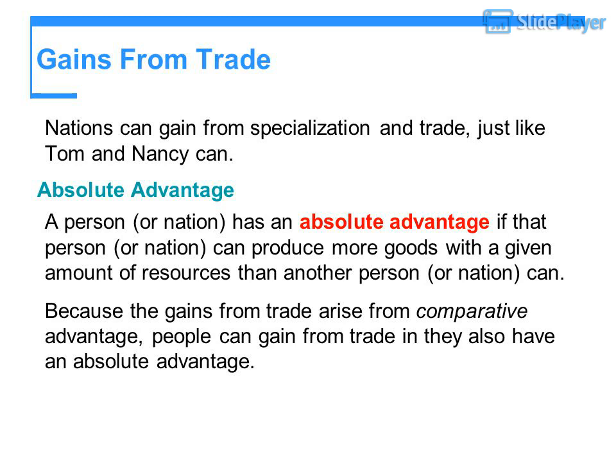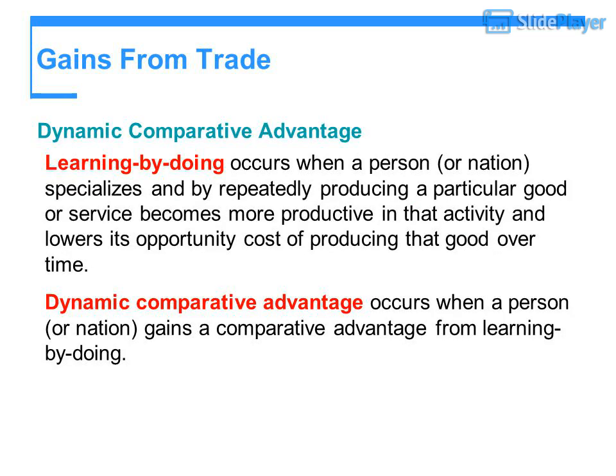Absolute advantage. A person, or nation, has an absolute advantage if that person, or nation, can produce more goods with a given amount of resources than another person, or nation, can. Because the gains from trade arise from comparative advantage, people can gain from trade even if they do not also have an absolute advantage.